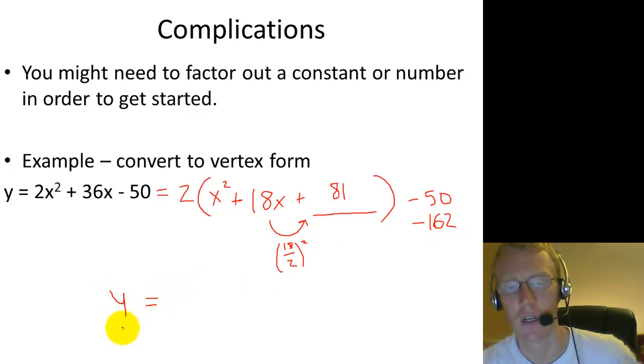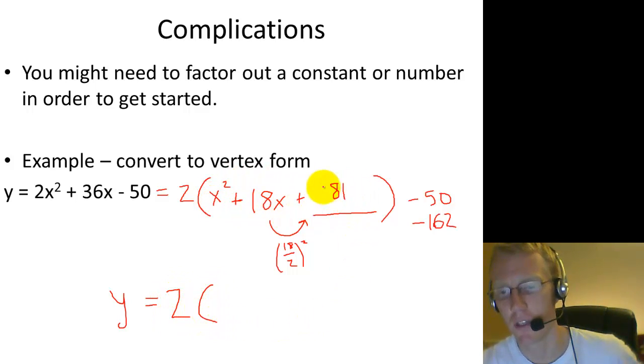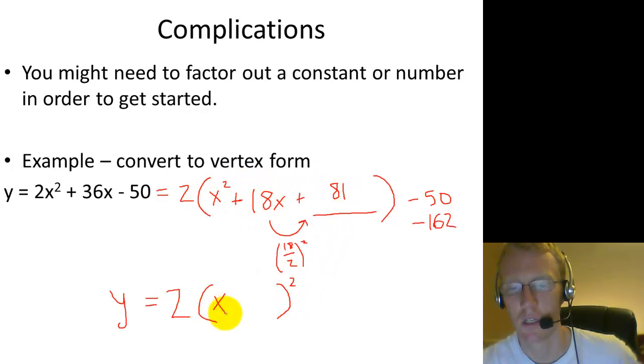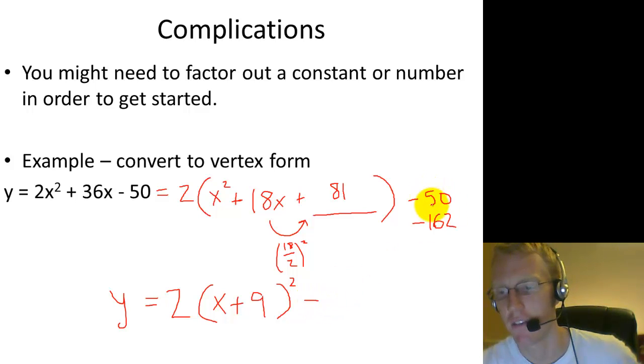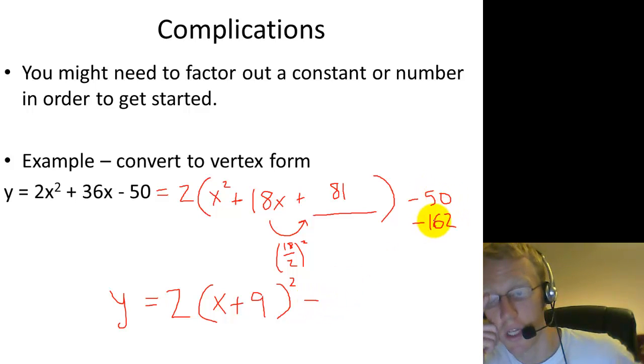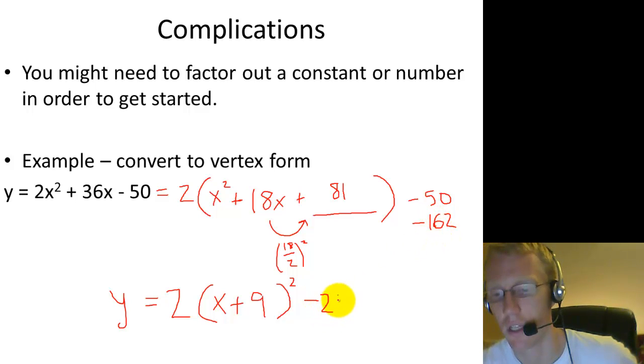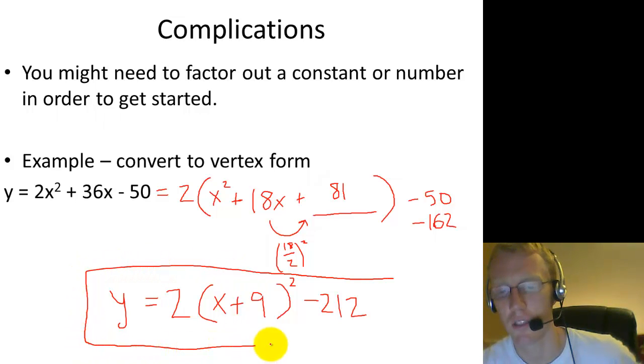Okay, so now we have y equals 2 parentheses. This part here is a perfect square, so it's going to be something squared. So it's a perfect square of half the middle number, which is x plus 9. And then outside we had a negative 50, and then we subtracted an additional 162 for a grand total of negative 212. So the numbers are large, but that's okay.